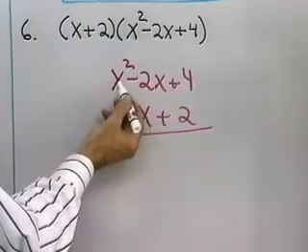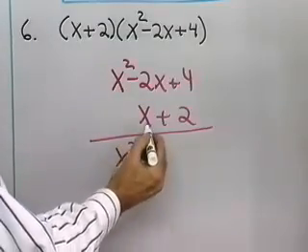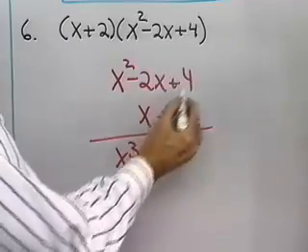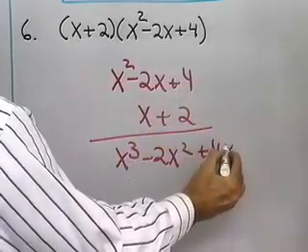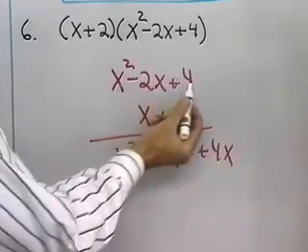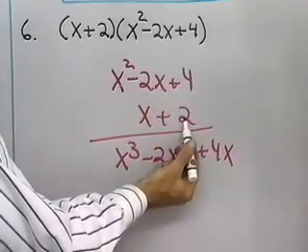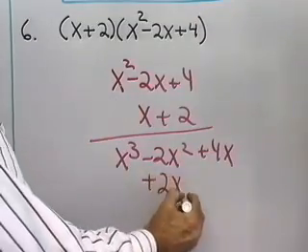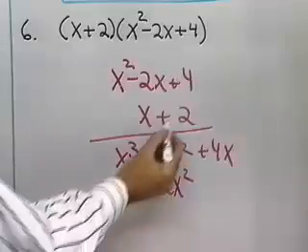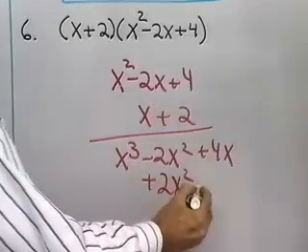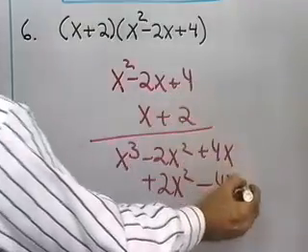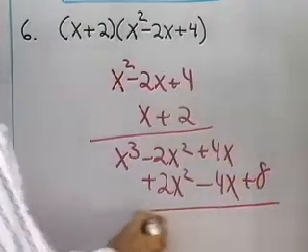So I'll start with x times x squared is x cubed. X times minus 2x is minus 2x squared. X times 4 is 4x. That takes care of x times each of those three. Now I'll move on to the 2. 2 times x squared is 2x squared, and I'm going to write that underneath the term it's similar to. 2 times negative 2x is negative 4x. I write it underneath the term it's similar to, and 2 times 4 is 8. I write it off by itself.